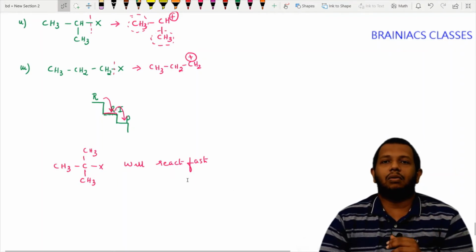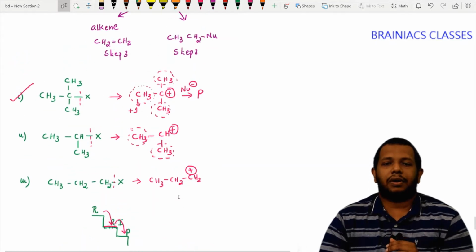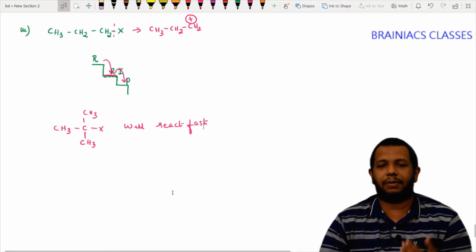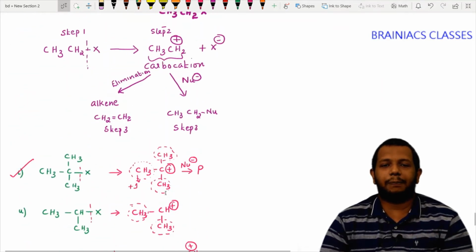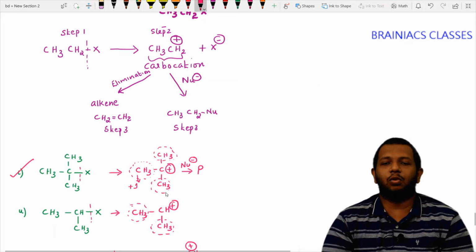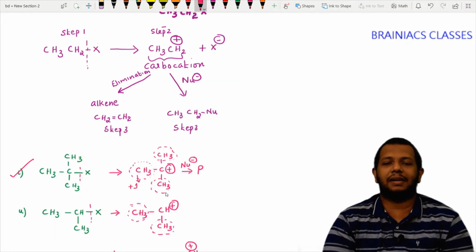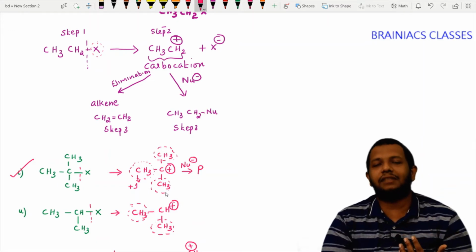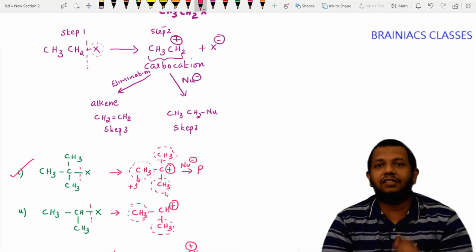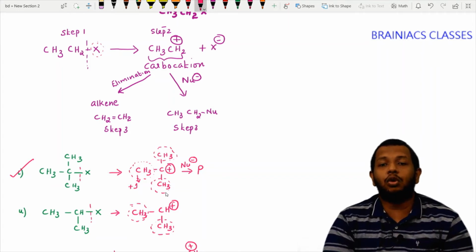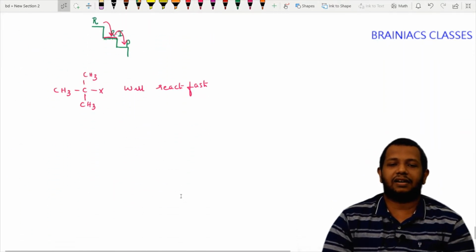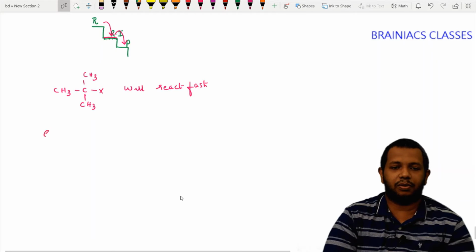Okay, now I think we can go to the next, fourth application. So here what sort of reaction is happening? So you know that here a nucleophile is coming. X is replaced by a nucleophile, correct? So X is replaced means it is a substitution reaction. Since a nucleophile is replacing it, I can say alkyl halides mainly undergo what sort of reaction? Nucleophilic substitution or elimination.